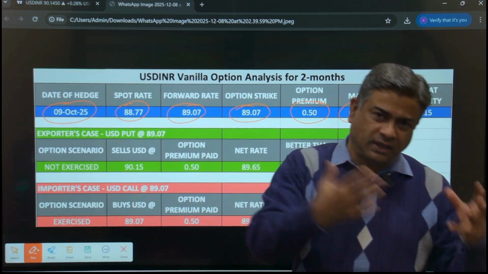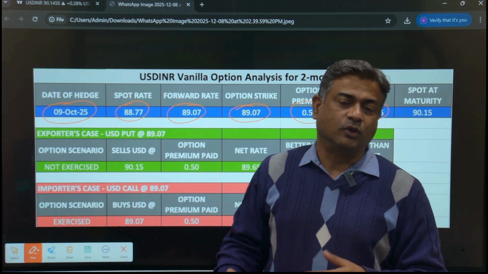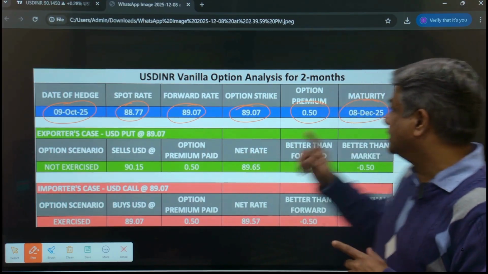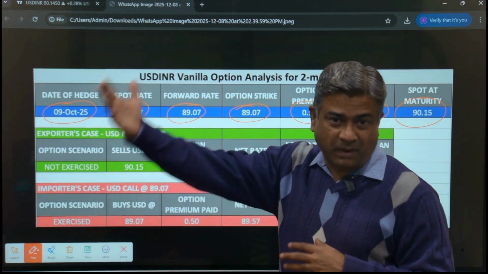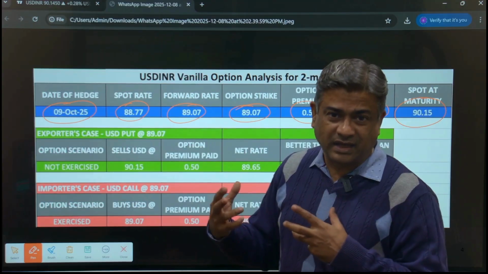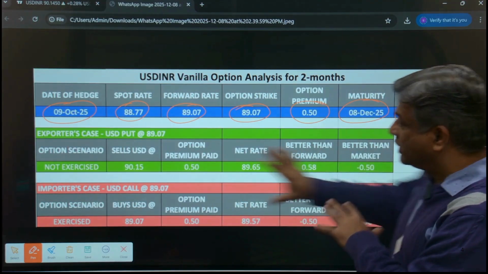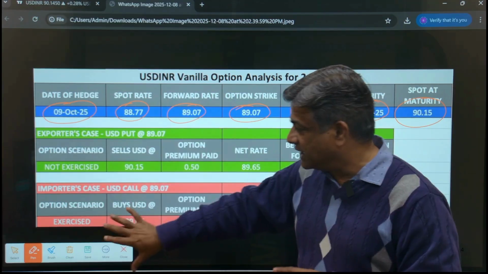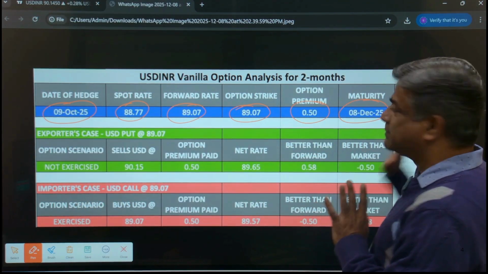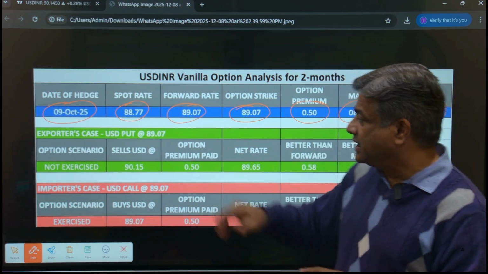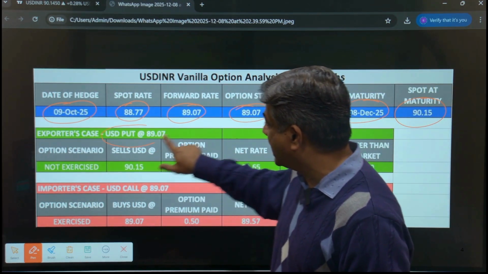Now let's evaluate, if I would have done such an option, what would have resulted on the expiry, which is today. Remember, today the spot is 90.15. The spot is above 90, so the spot is 90.15. So this is the exporter's case and this is the importer's case. Very simple.